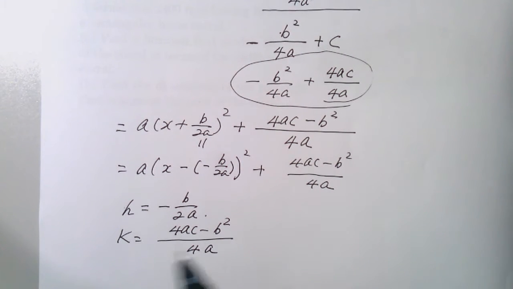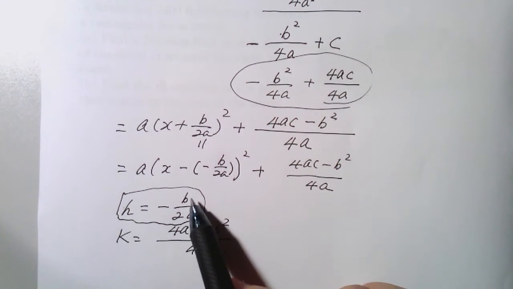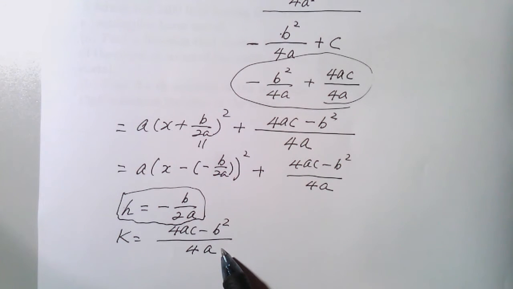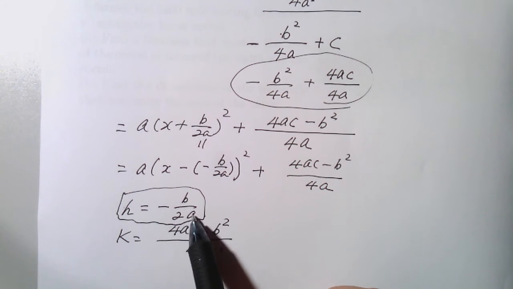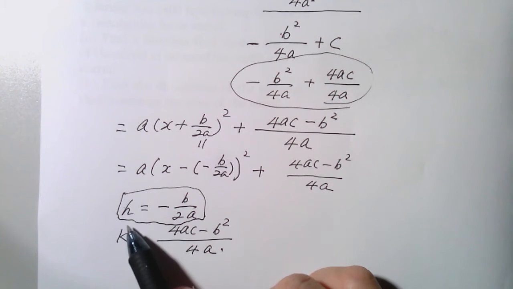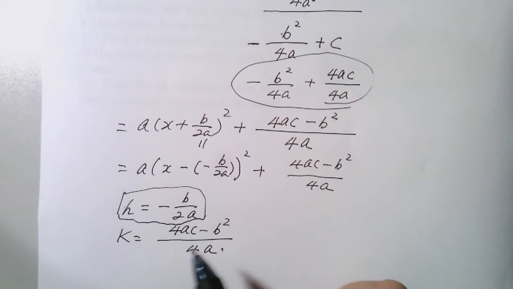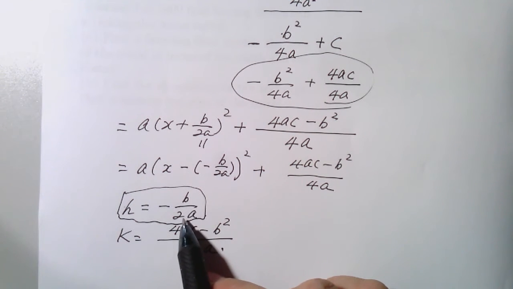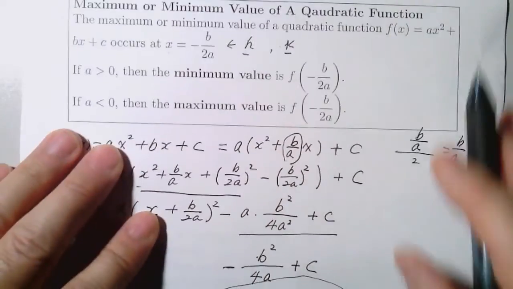Now, h is easy to remember, but you don't have to remember the k formula. When you choose x equal to negative b over 2a, the squared term becomes 0. So all you need to do is evaluate f of h. You don't have to remember the k part, just remember h equals negative b over 2a. Now you know why.